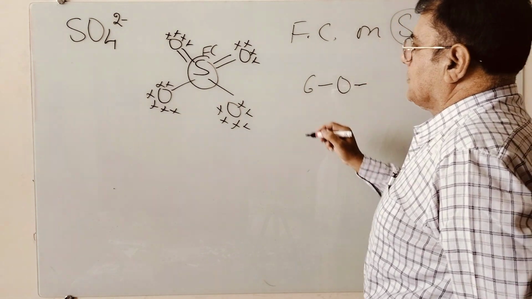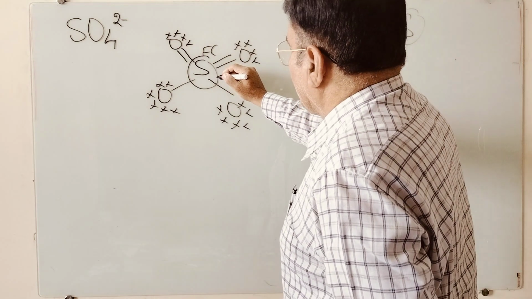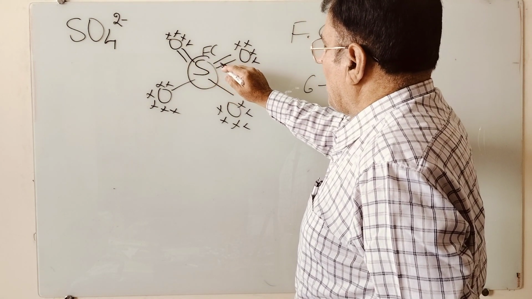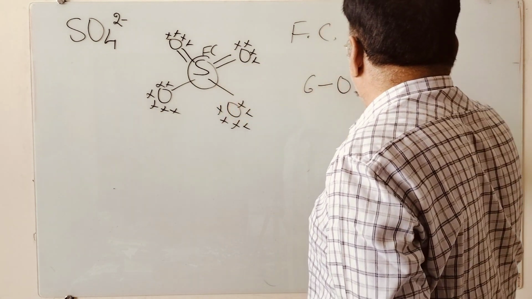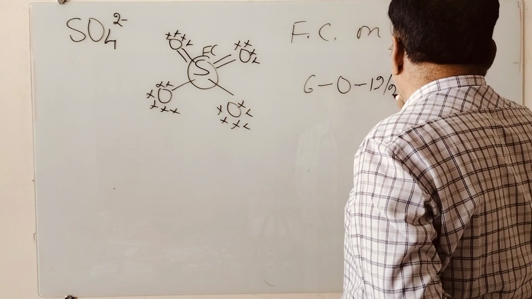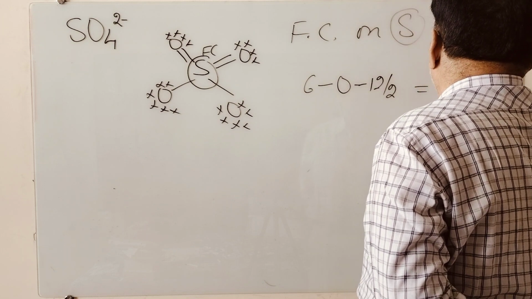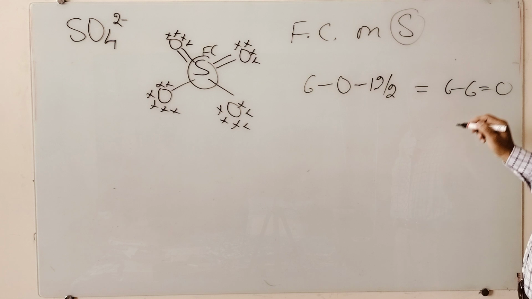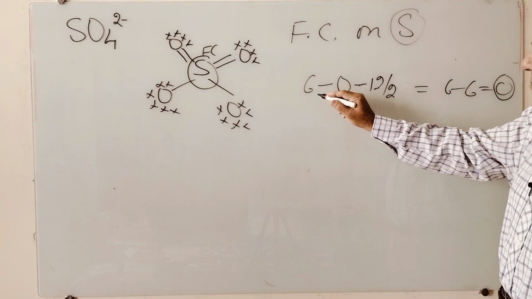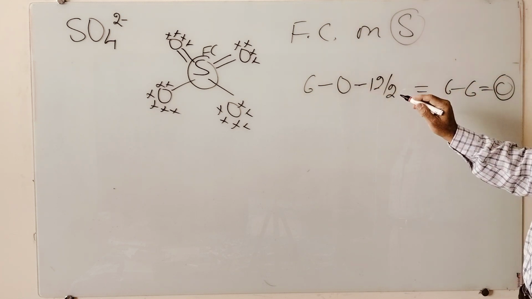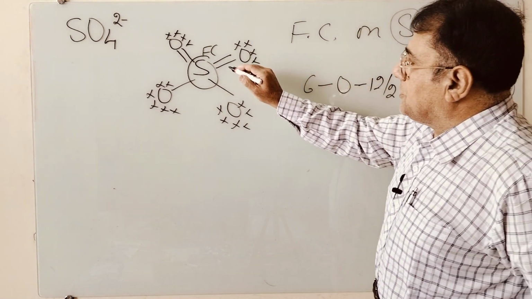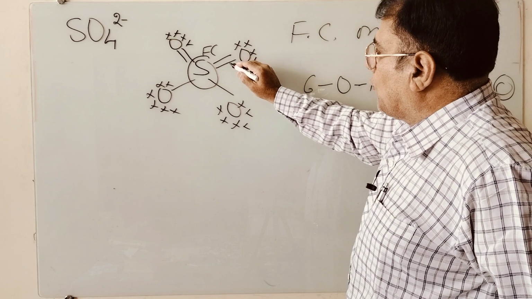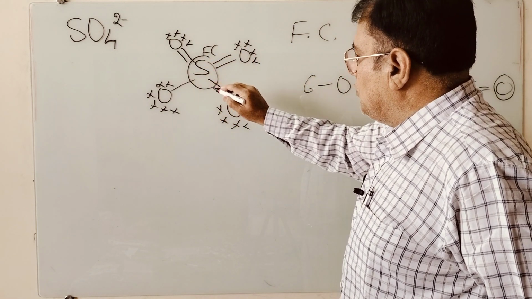Suppose I am taking sulfur. So how many bonding electrons are there? 4 plus 4, 8, 10, 12. 12 upon 2, that is 6. 6 minus 6 is equal to 0. So the formal charge on sulfur is certainly 0. Group number 6, non-bonding electron 0, half the number of bonding electrons. These are 4 bonds, one bond with 2 electrons, another bond with 2. 4 plus 4, 8 plus 2, 10, 12.